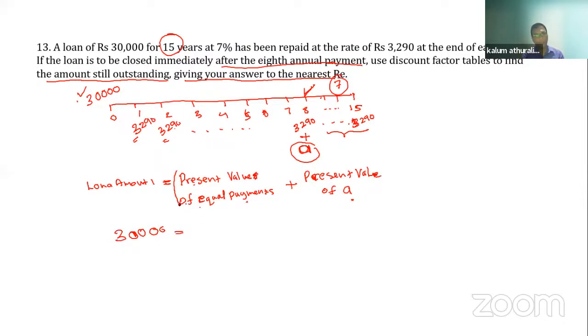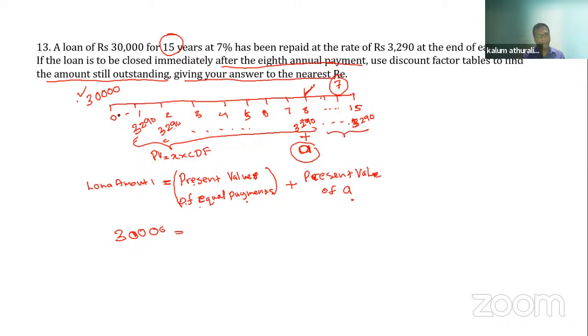Present value of equal payments. How many payments did he pay? He paid 8 payments. Then how to find the present value of these 8 payments? Here is also an annuity. How to find the present value of an annuity? PV equals X times CDF.